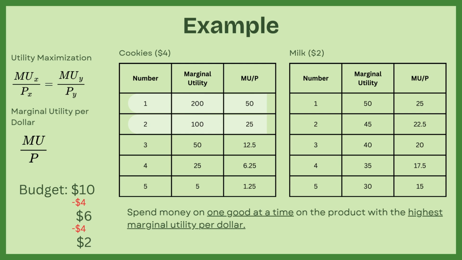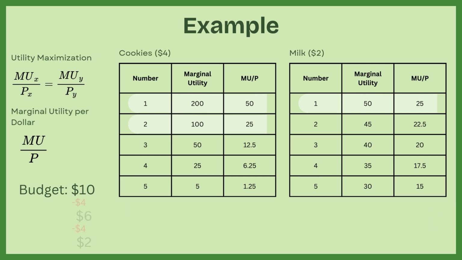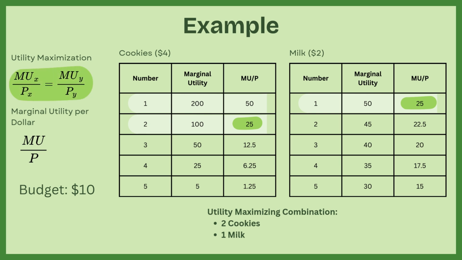And for our final good and last $2, we will get a glass of milk because its marginal utility per dollar is higher. So, the utility maximizing combination is 2 cookies and 1 milk. Notice how the last dollars spent on both goods have the same marginal utility per dollar? This confirms the utility maximization expression from earlier.